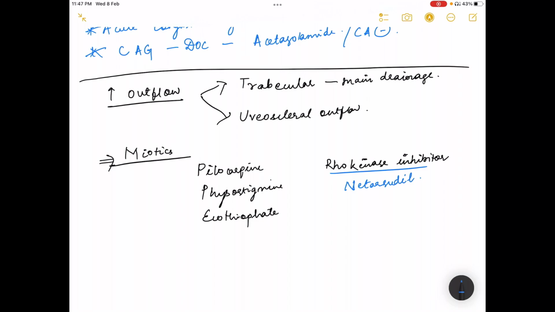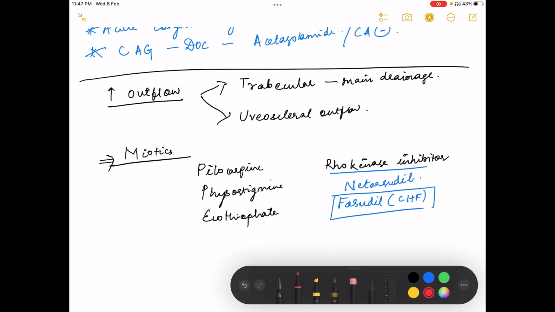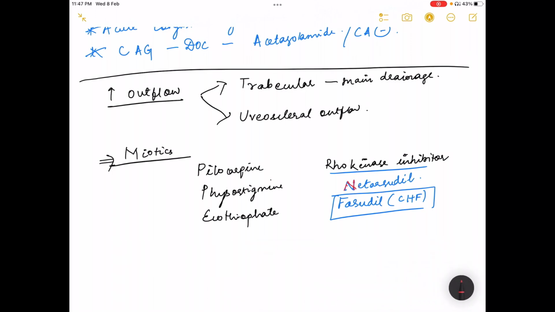Another Rho kinase inhibitor I would like to mention here is fasudil, which is used in congestive heart failure. It is not used here. Netarsudil is used in glaucoma.